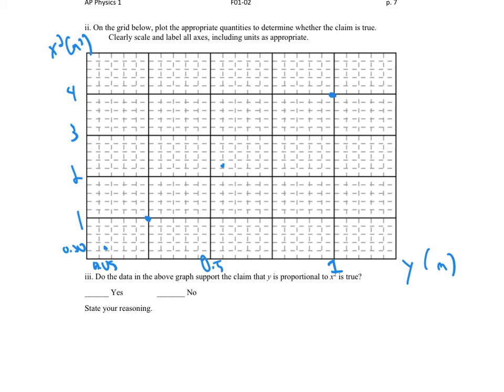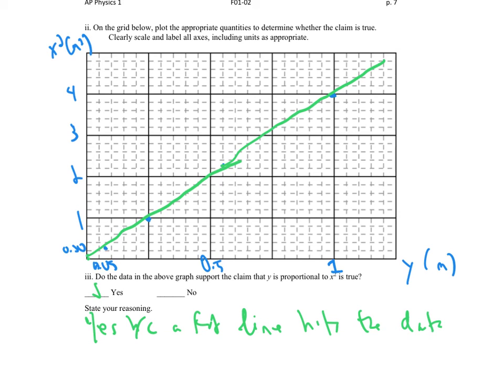Do the data in the above graph support the claim that Y is proportional to X squared? And I would argue that since we can do a pretty good line that hits the data, well, okay, I can't, but in principle, we could do a pretty good line that hits our data and does go through the origin. The answer is yes, because a fit line hits the data and passes through the origin. So X squared is some number times Y, which is what proportionality would be. So we're good on that one.